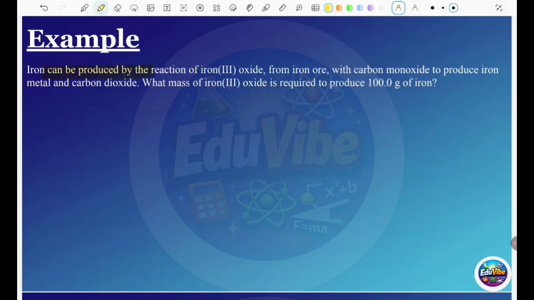The question says iron can be produced by the reaction of iron(III) oxide from an iron ore with carbon monoxide to produce iron metal and carbon dioxide. What mass of iron(III) oxide is required to produce 100.0 grams of iron? So we need to find the mass of the iron(III) oxide. This is the reaction of the iron oxide with carbon monoxide to get iron and carbon dioxide.